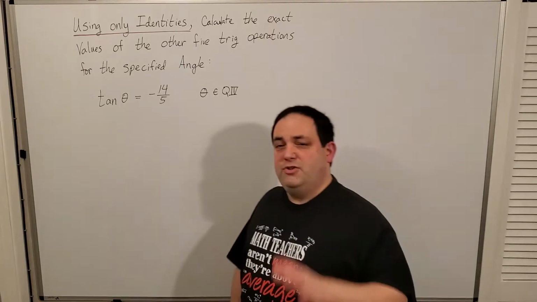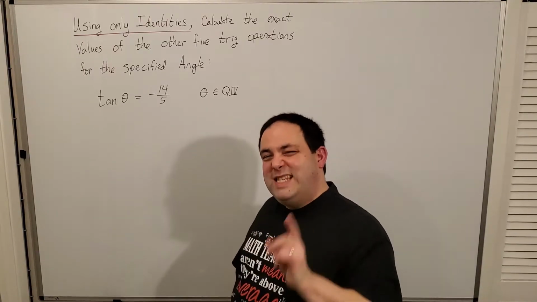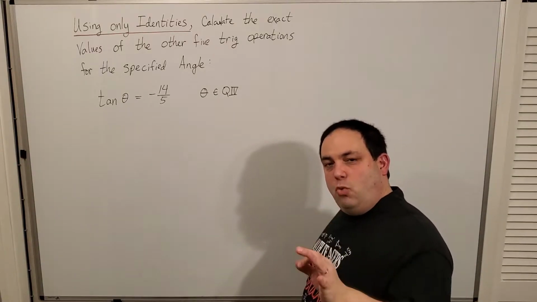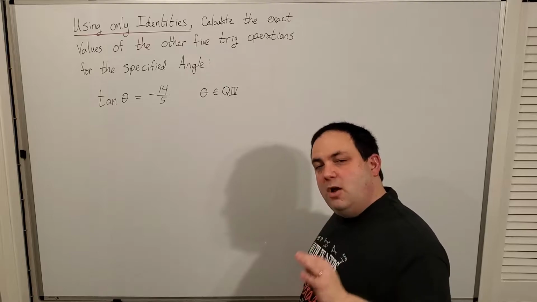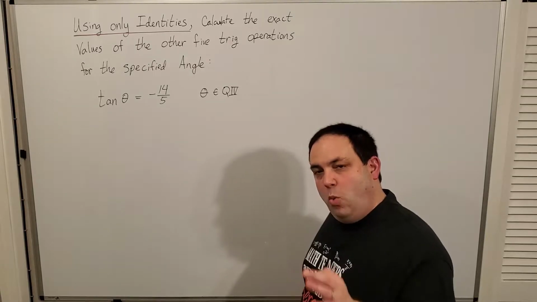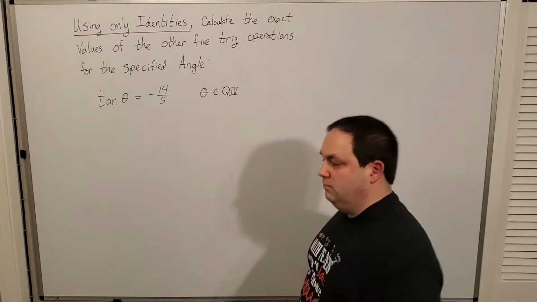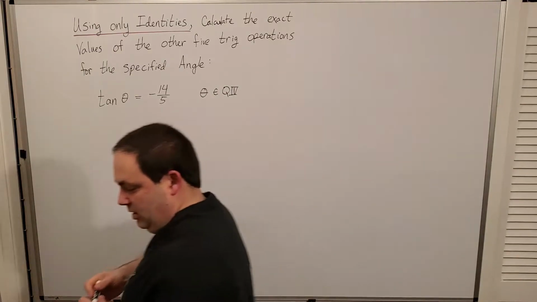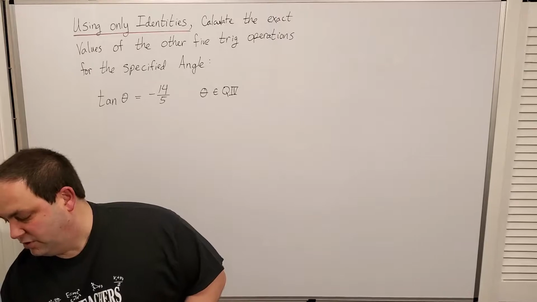So let me show you first the method that you should not do. The method that I should not do is draw it out and actually make a right triangle in the quadrant with a reference angle. So this right here is what we are not supposed to do.